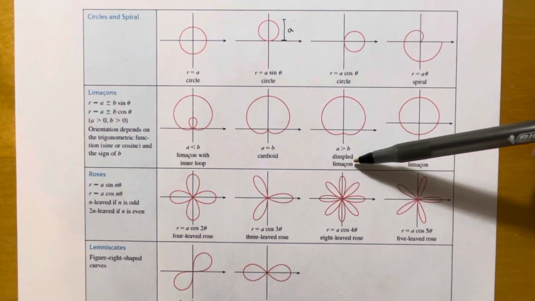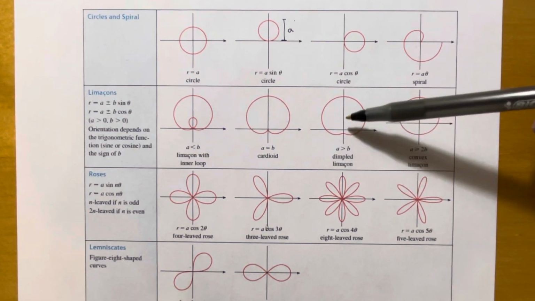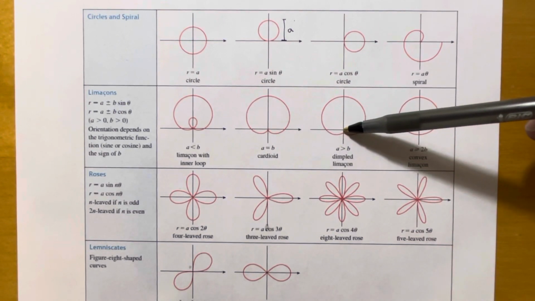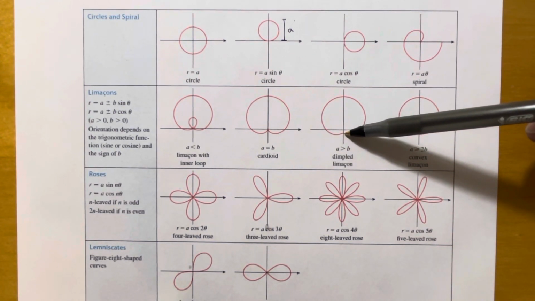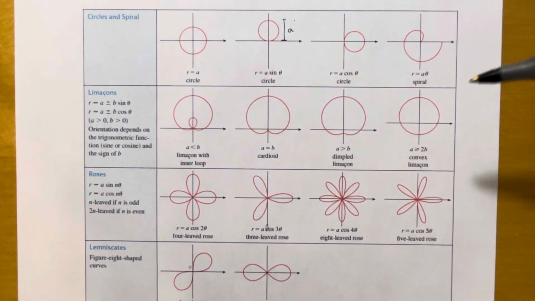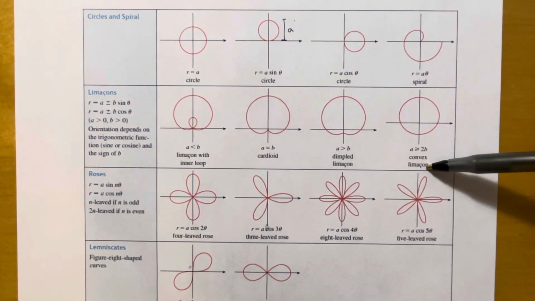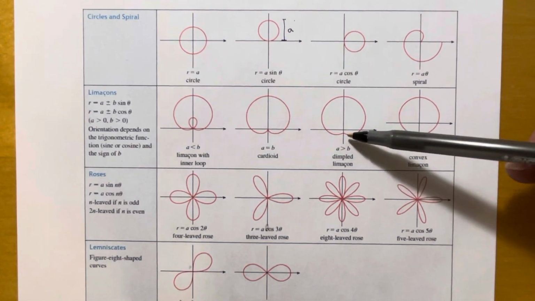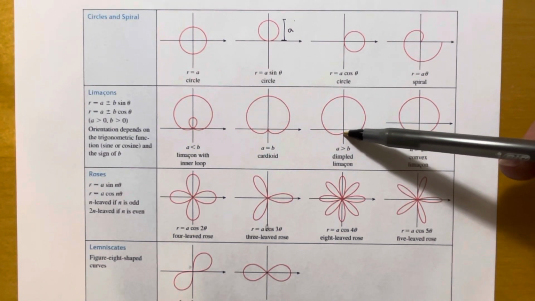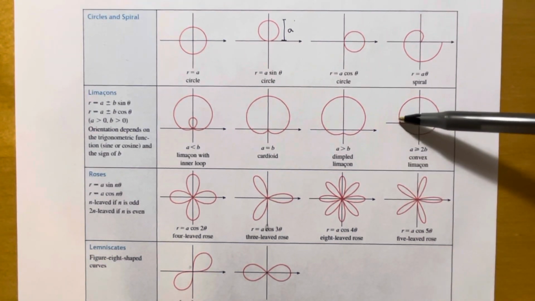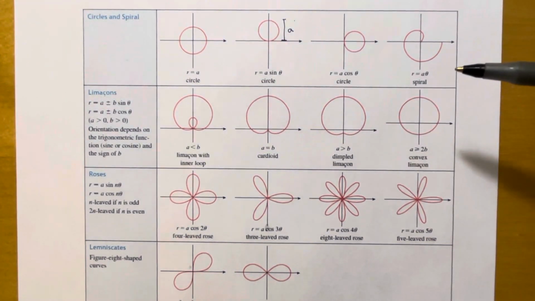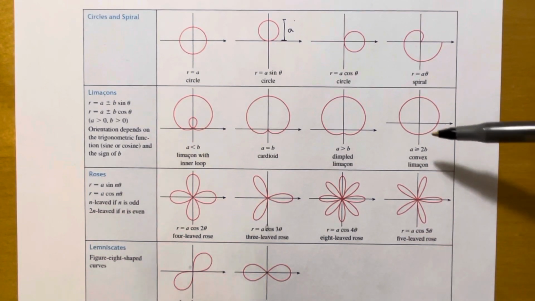And then we have these things called dimpled limaçons. Dimpled limaçons look similar to cardioids, but that little point there has pulled away from the pole and is more of a smooth curve instead of a cusp like that. And then we have convex limaçons. This thing looks like a circle, but it's not a circle. It's basically like this dimpled limaçon if you kind of pushed the dimple out, and it's not perfectly round. It's just not concave anywhere. Okay, so we use the word convex for that.